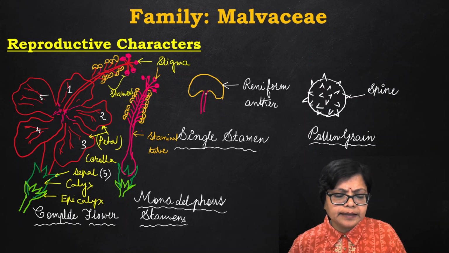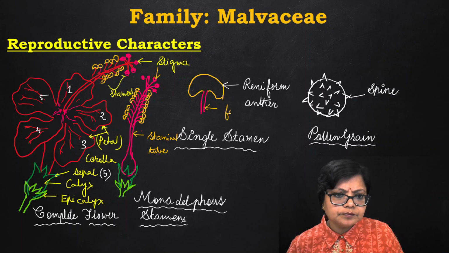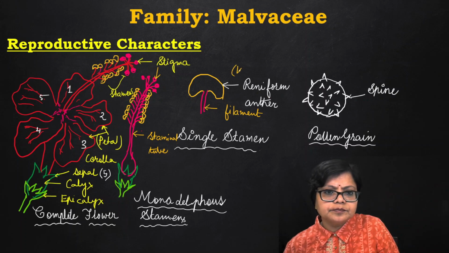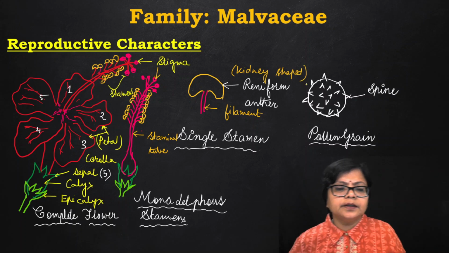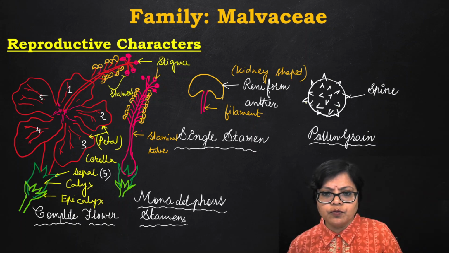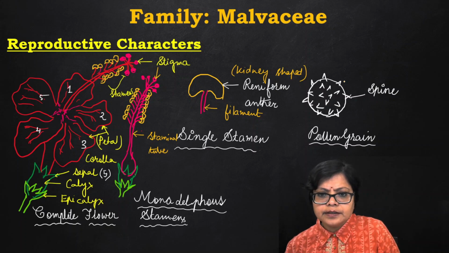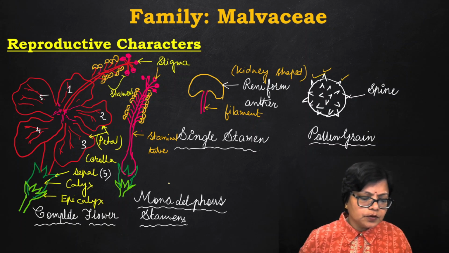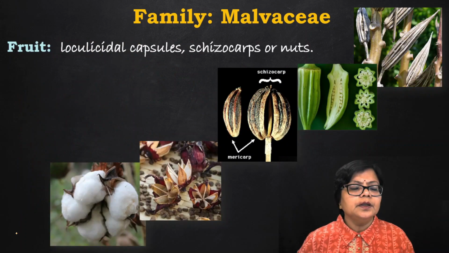And the anthers are basifixed. The base of the anther is attached to the filament. So this is the filament. This is the reniform, means kidney shaped, anther, and one locule, one lobed. Pollen grains are globose in structure, and spines are present on the surface. So the monadelphous stamen.